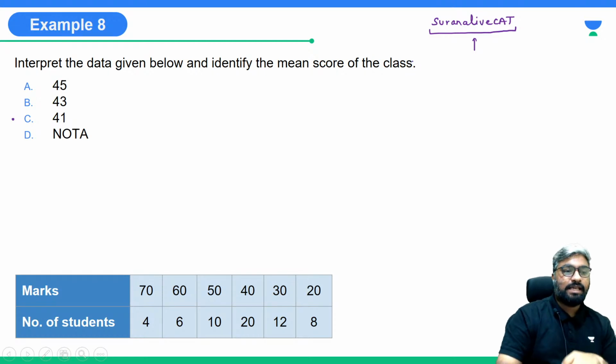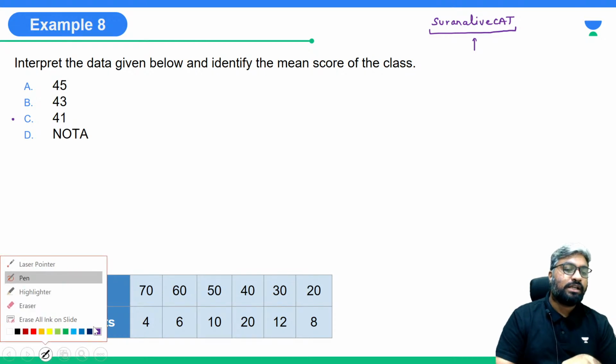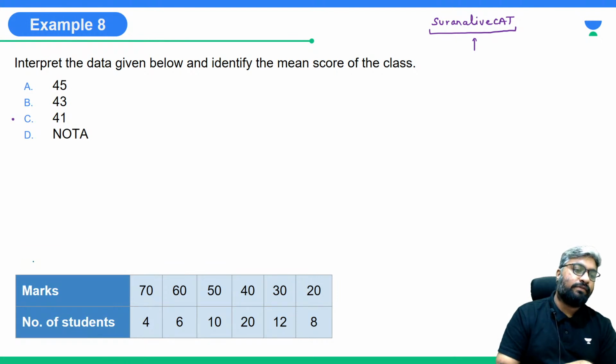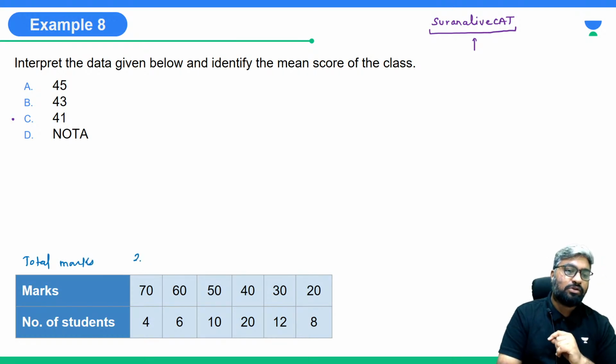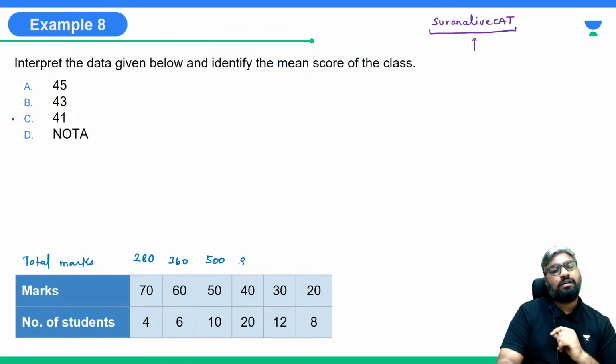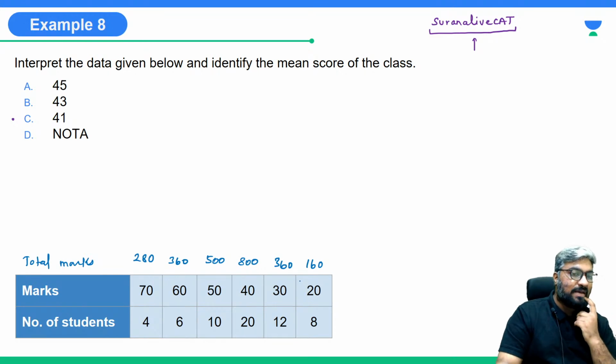Tirupati also says C. Super. So there is no alternative here. We have to do what we have to do. We have to find out the total marks individually only. If 4 students each scored 70, that means they scored 70 into 4, 280. 6 into 60, 360. 10 into 50, 500, 800. 3 into 12 is 36, so 360. 20 into 8 is 160. We have to manually add them, no other choice.